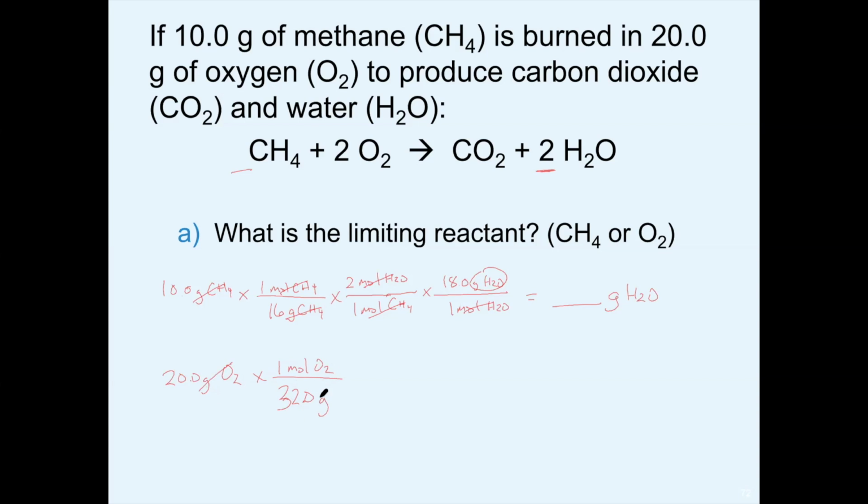So grams of O2 over grams of O2 cancel. And now I do the mole ratio just like I did here. In this case, it's 2 to 2. So I get 2 moles of H2O for every 2 moles of O2 that I consume. So moles of O2 over moles of O2 cancel. And so once again, I just change that into mass of H2O.